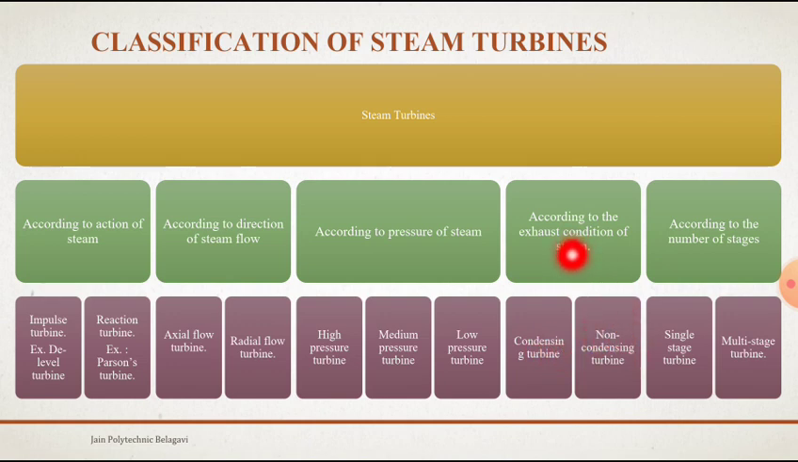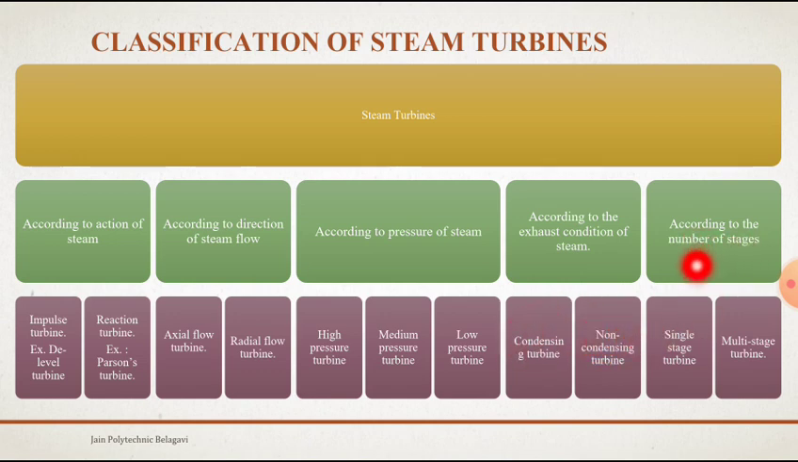Once the steam impacts the turbine, it cools and expands. After it expands, whether it has to be condensed or whether we don't need to condense it, based on that, these are the classifications.